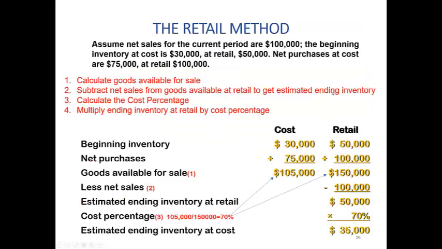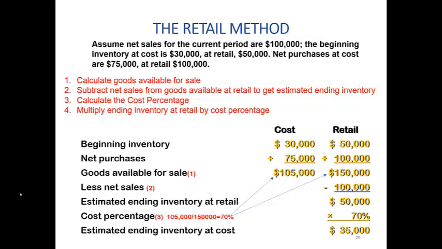So that one works like this. Once again, we're going to be using our cost of goods sold formula, but we'll be given figures at both cost and retail. So in the problem, the net sales are 100,000, beginning inventory at cost is 30,000, and at retail is 50,000. Net purchases at cost are 75,000, and at retail 100,000.